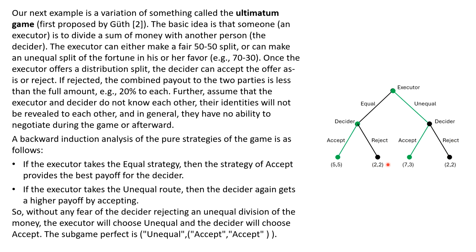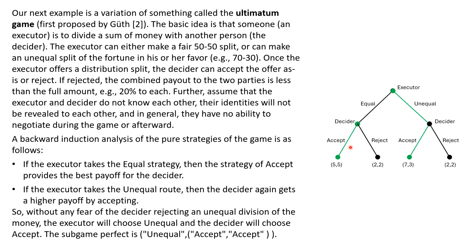You notice I have 2. I just put a 2 in here, but that was to represent 20%. Further, assume that the executor and decider do not know each other. Their identities will not be revealed to each other, and in general, they have no ability to negotiate during the game or afterwards. So we can do backward induction on this game here.